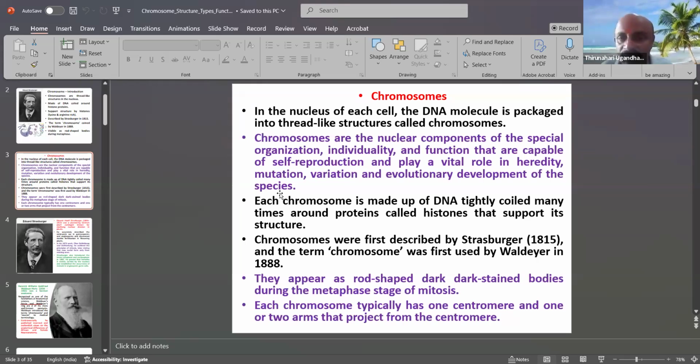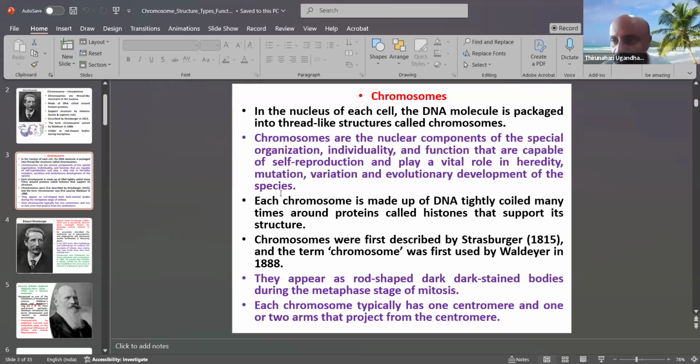The chromosomes are the nuclear components of special organization, which individually function in inheritance. Inheritance means the parental characters are carried to the daughter generation by chromosomes. They are capable of self-reproduction, meaning self-replication. One DNA multiplies into two DNAs, and in the same way one chromosome forms two chromosomes.